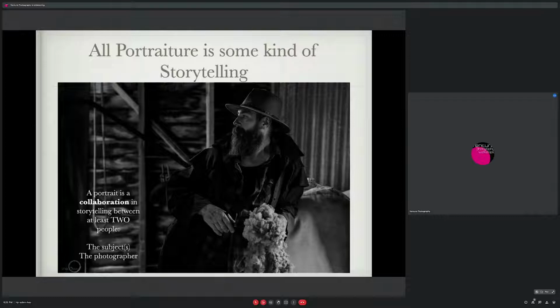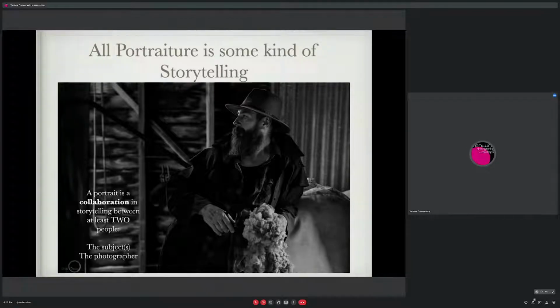Some people actually say that there is a third party involved as well. And this is actually true. The third party is the viewer, the person who will eventually look at the image or consume the image or react to the image, and is also party to the storytelling itself. So it's important to understand that a portrait isn't about you calling the shots as a photographer. You may be expected to call the shots.